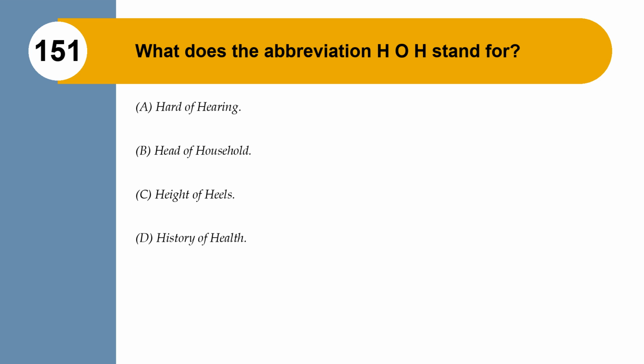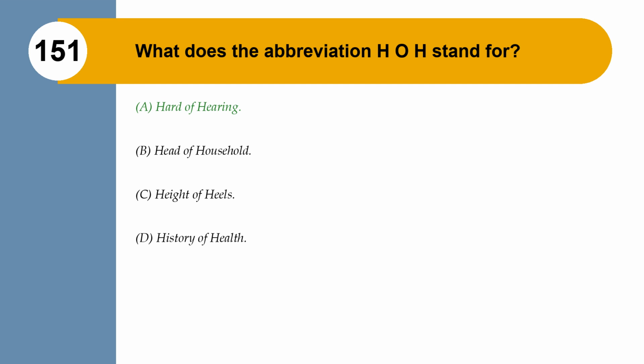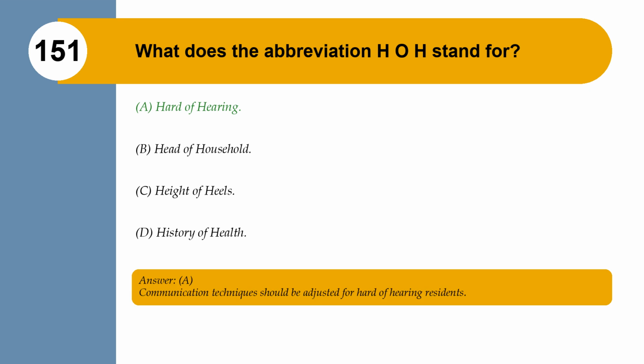Question 151. What does the abbreviation HOH stand for? Option A, hard of hearing. Option B, head of household. Option C, height of heels. Option D, history of health. The correct answer is option A, hard of hearing. Explanation. Communication techniques should be adjusted for hard of hearing residents.